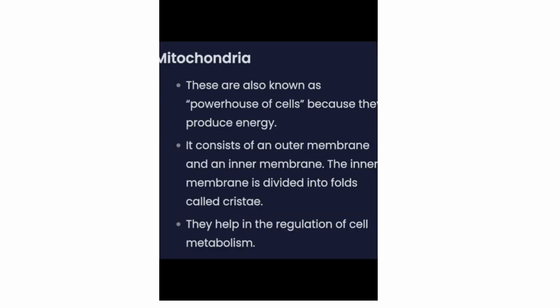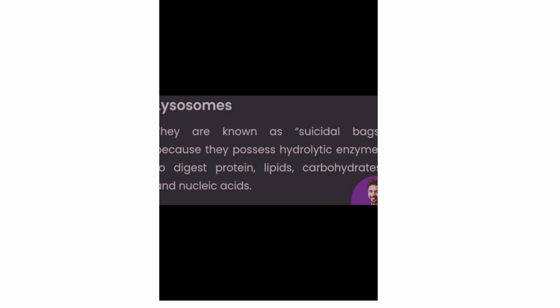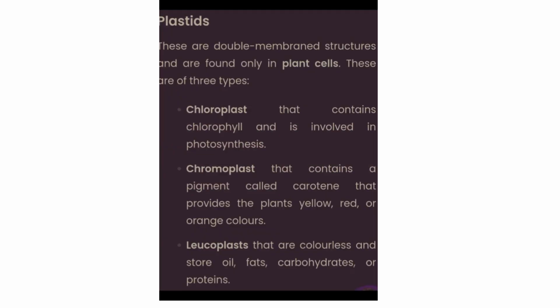Mitochondria. These are also known as the powerhouse of the cell because they produce energy. They consist of an outer membrane and an inner membrane. The inner membrane is divided into folds called cristae. They help in regulation of cell metabolism. Lysosomes. They are also known as suicidal bags because they possess hydrolytic enzymes to digest proteins, lipids, carbohydrates and nucleic acid.